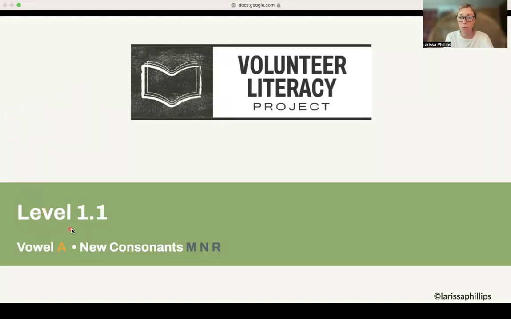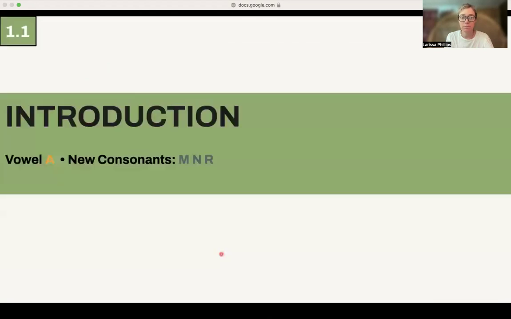We are going to do level 1.1. We're looking at the short vowel sound ah and these new consonants. This is the introduction. We will introduce you to the new concepts in this lesson.